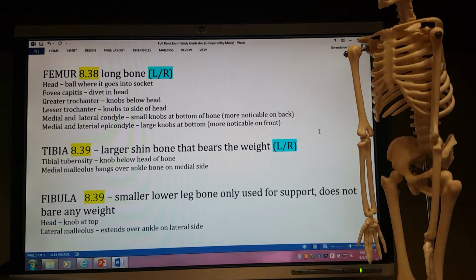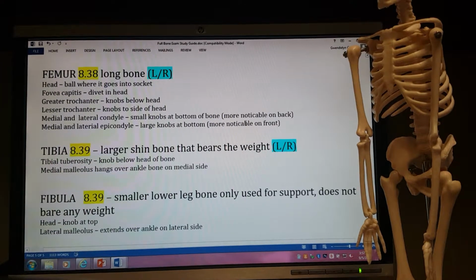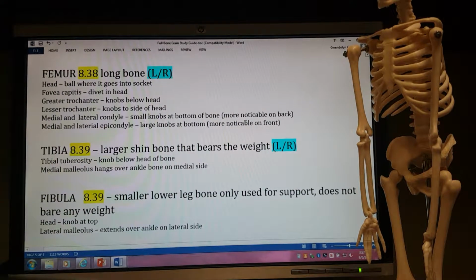For the fibula, it's not as easy to know which side is which. You don't have to know left from right, but you do have to know the head and the lateral malleolus. Again, your fibula is the smaller bone, only used for supporting the ankle, doesn't bear any weight in the body.